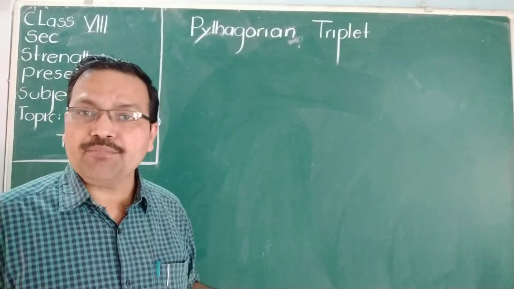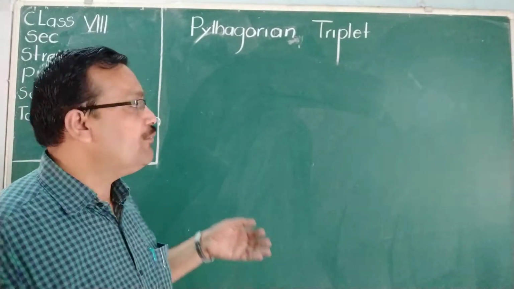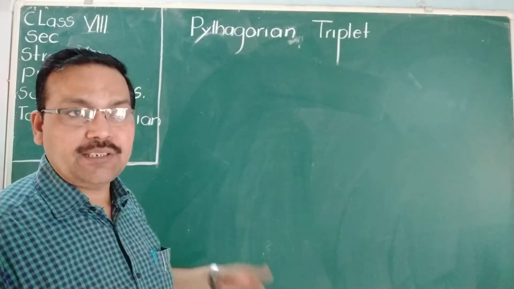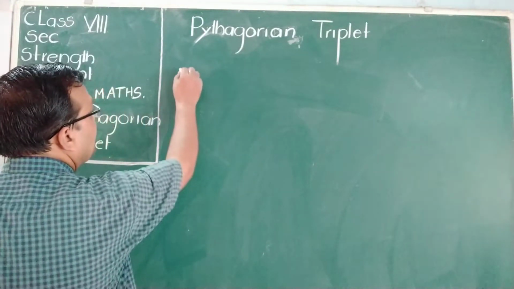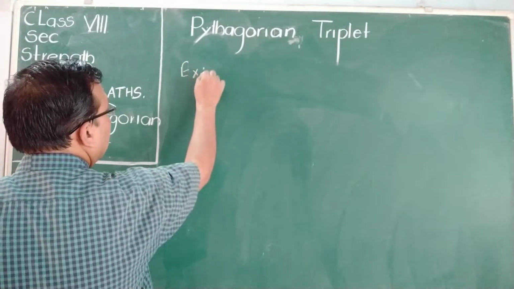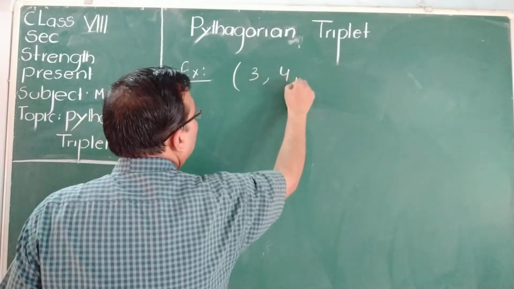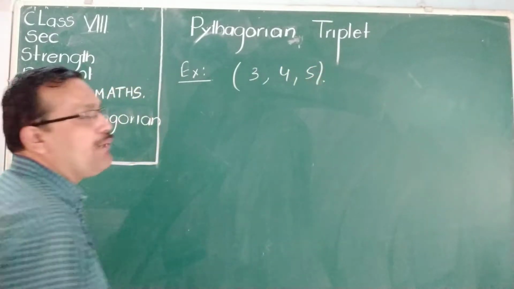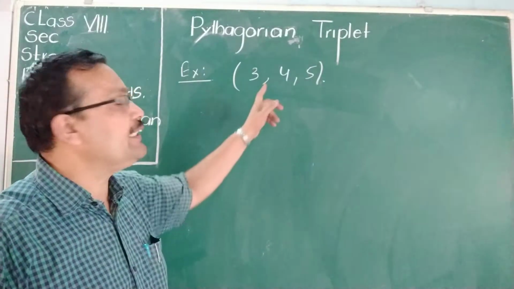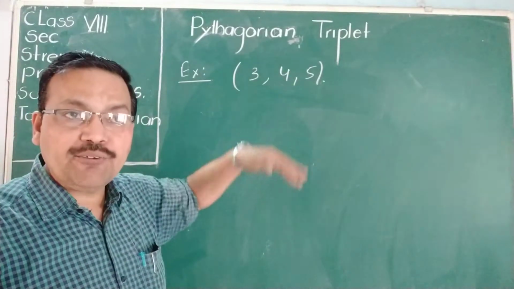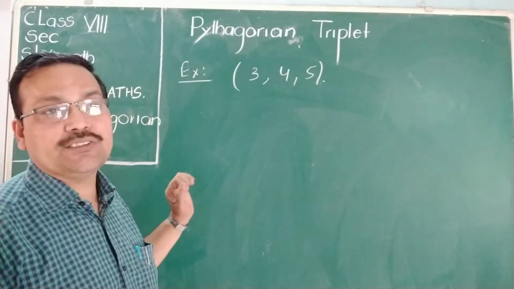Then what do you mean by triplet? You might have known what a triplet is, what an ordered pair is. Already it is taught in your previous classes. What is a Pythagorean triplet? Let us take an example of a triplet: 3, 4 and 5. 3, 4, 5 is a triplet. I will show whether this triplet belongs to Pythagorean triplet or not. This is the theme of the discussion.